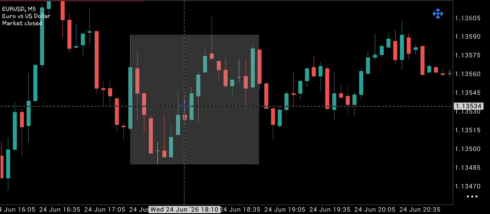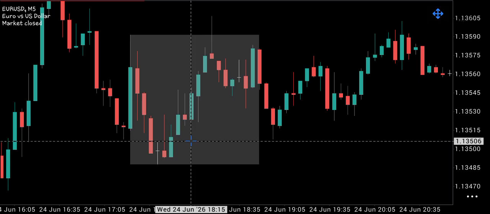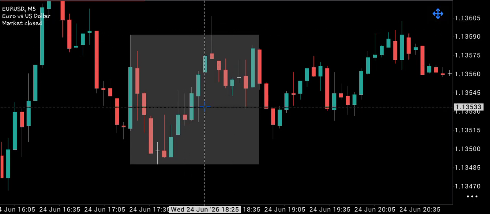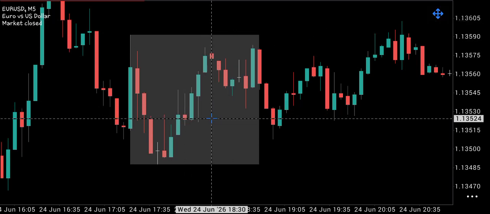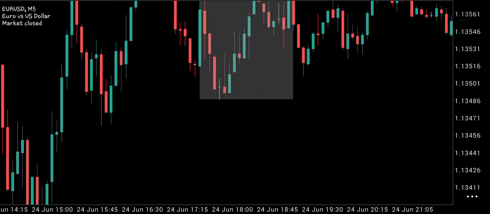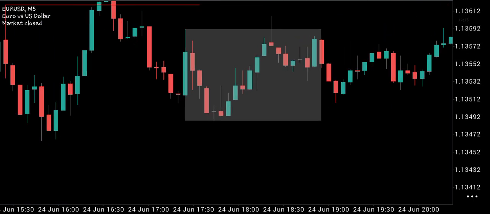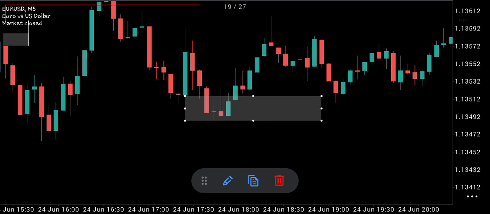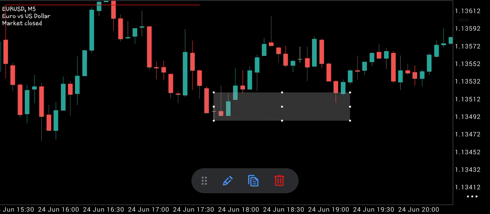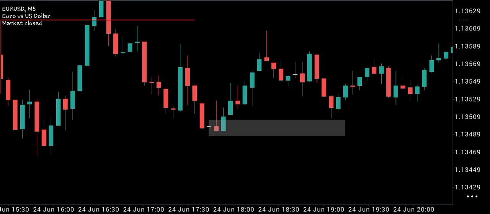Now, in this case, we see that price is printing long, large candles. You can't just enter from anywhere. If you want to enter here and you are not sure where you can enter, you can do two things. First of all, you can enter from the last candle, like here. You can enter from this level, if you want to be very safe.